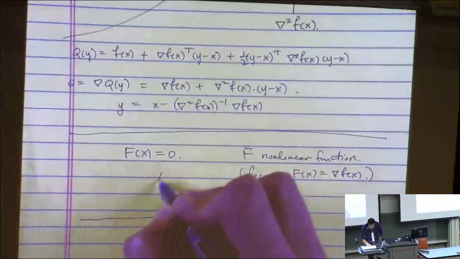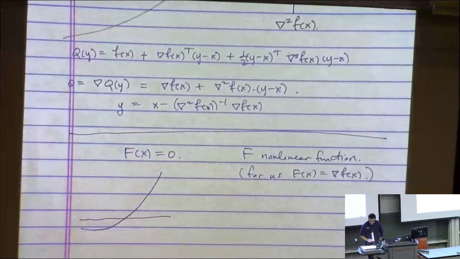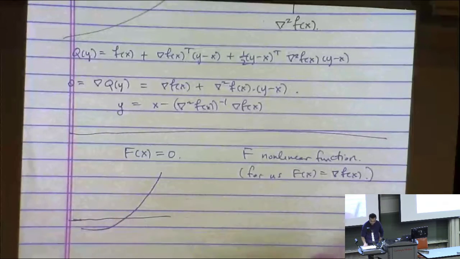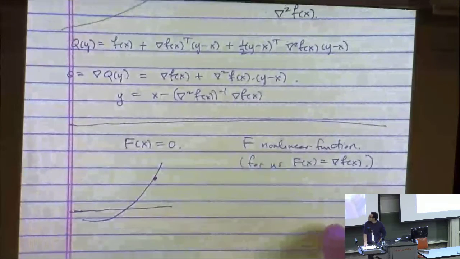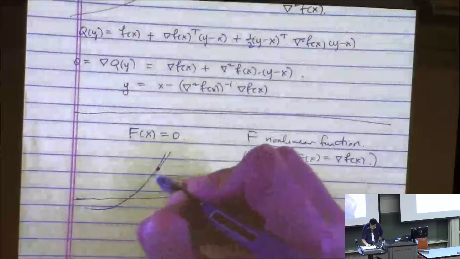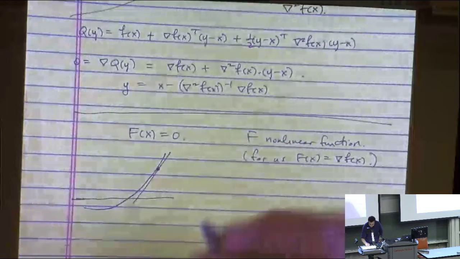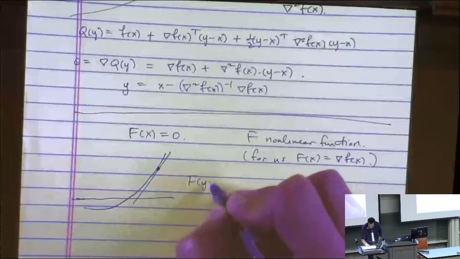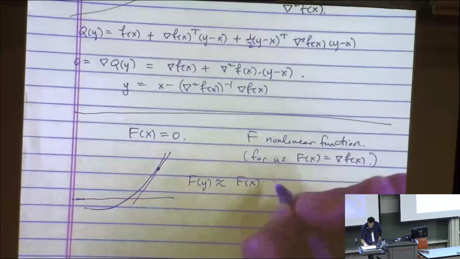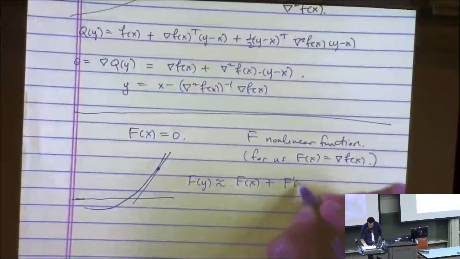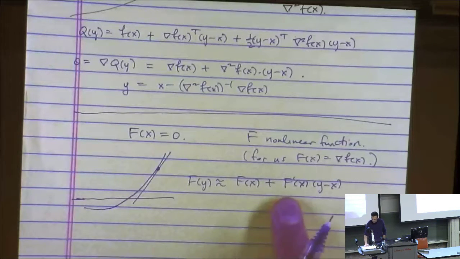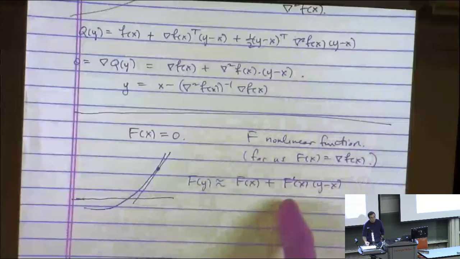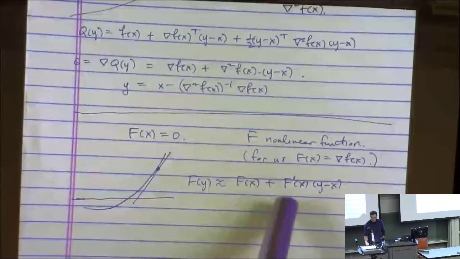Let's suppose this is my function f, and I want to figure out its roots, or its root in this example. So I pick a point x, and I make a linear approximation to my function. I'm going to approximate f at a point y by f at x plus f prime at x times y minus x. In the slides I used df instead of f prime, but they mean the same thing. This is just the derivative of my function. If my function is multivariate, it's the Jacobian matrix.